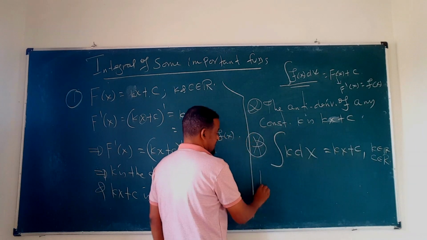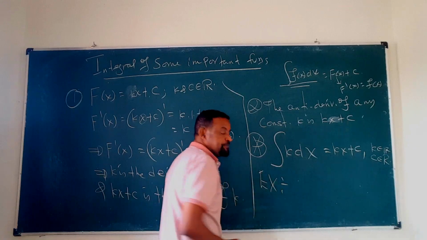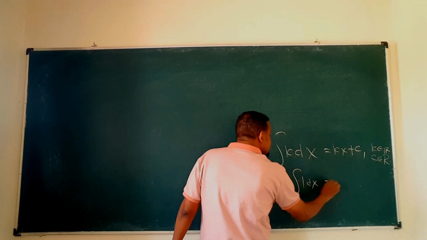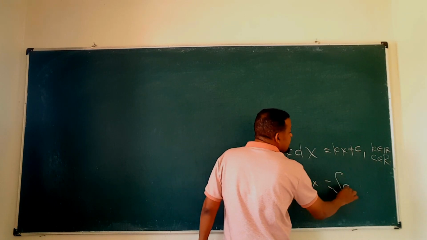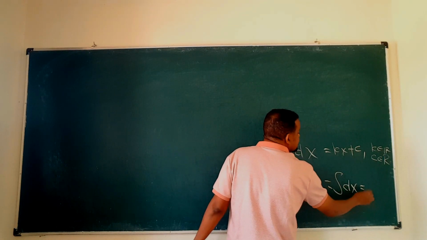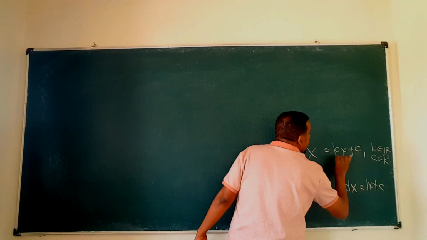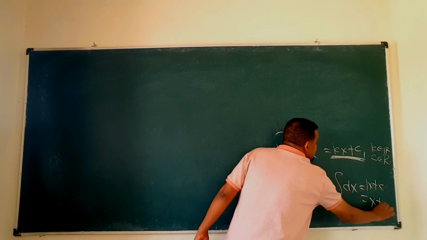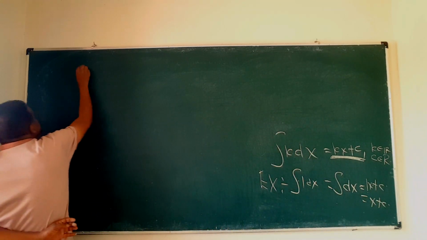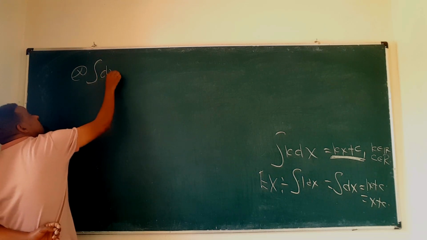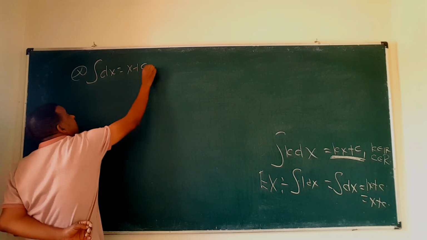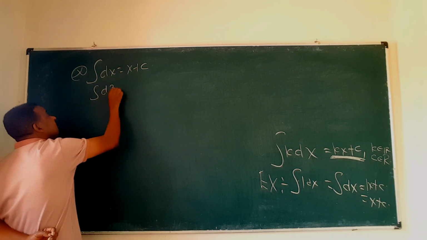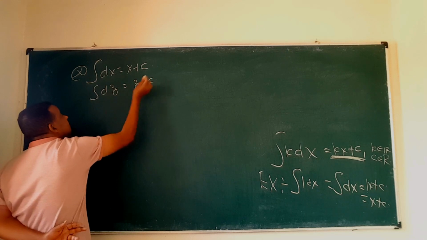Let me say, for example, what is the indefinite integral of 1 dx? Simply the integral of dx. So which is what? 1 times x plus c. 1 times x is x, so x plus c. Our conclusion: the integral of dx is x plus c. So for any variable, the integral of dz is z plus c.